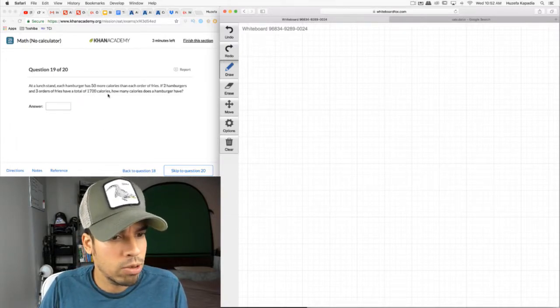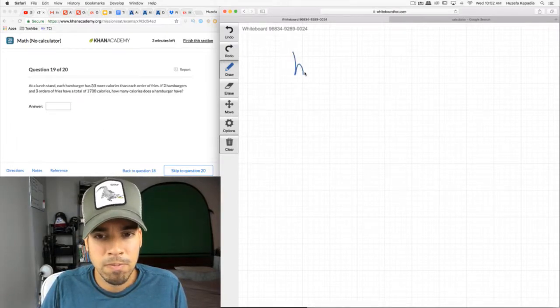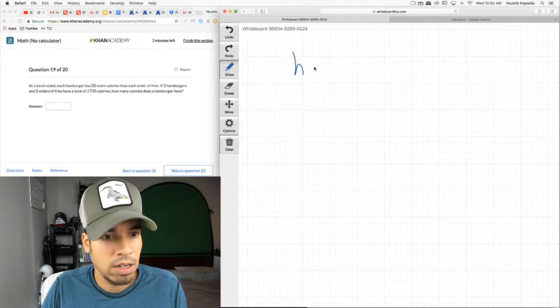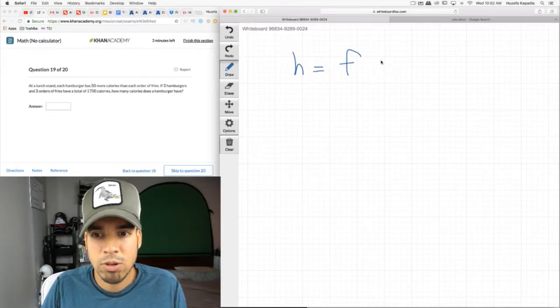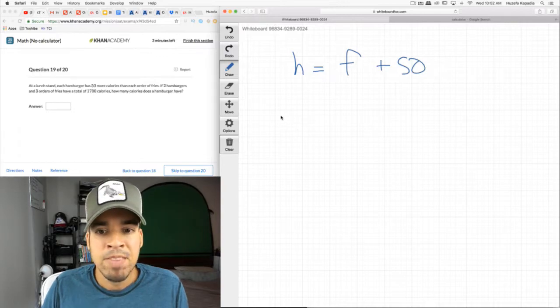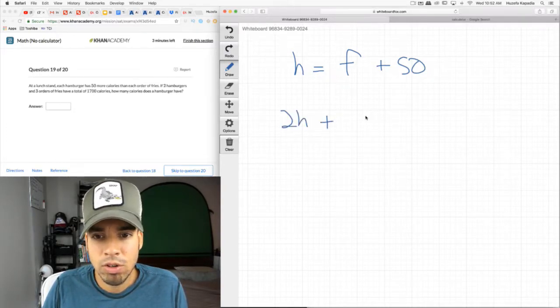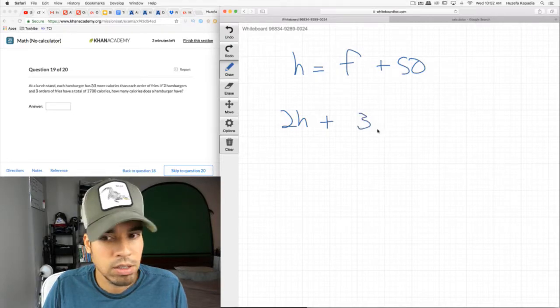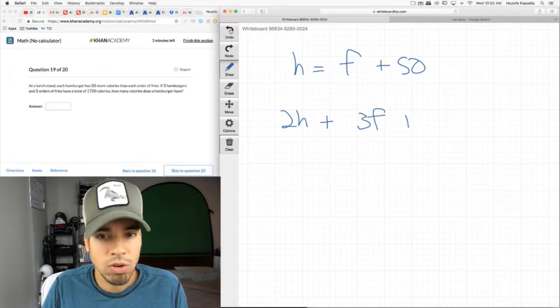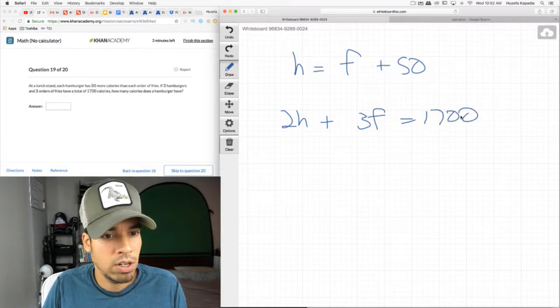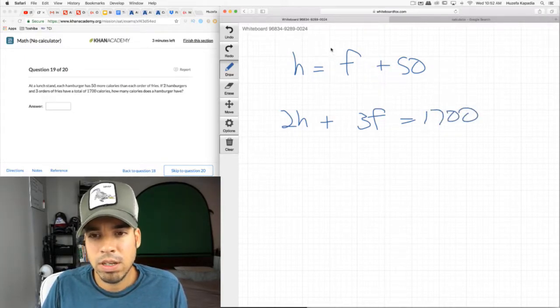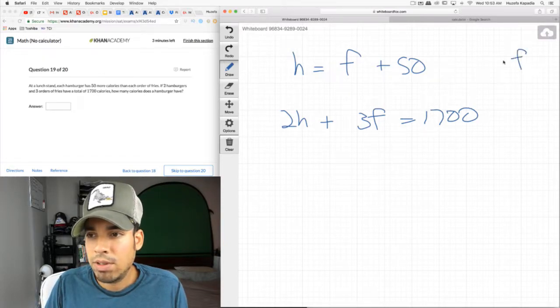At a lunch stand, each hamburger has 50 more calories than an order of fries. So hamburger equals fries plus 50. If 2 hamburgers and 3 orders of French fries have a total of 1,700. How many? Okay, so system of equations. We're solving for hamburger. So I'm going to plug in. I'm going to isolate f actually. So f equals h minus 50 to save time.